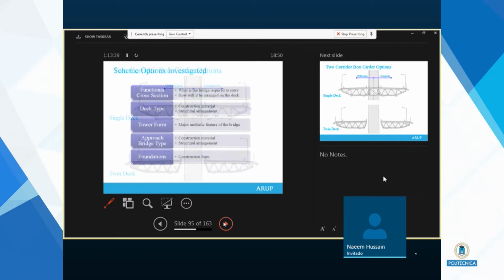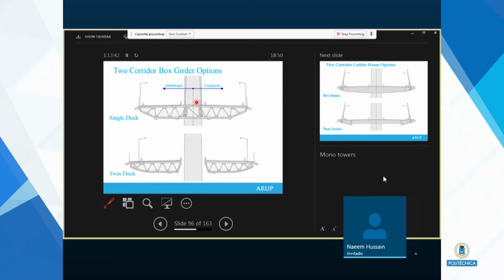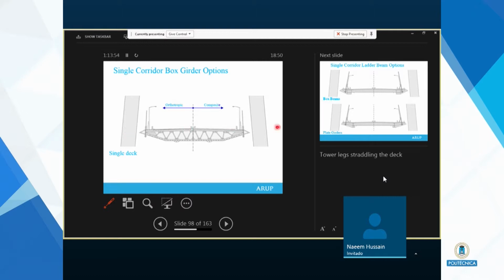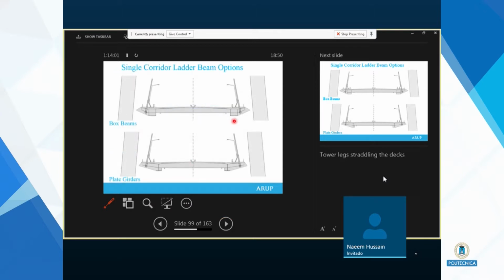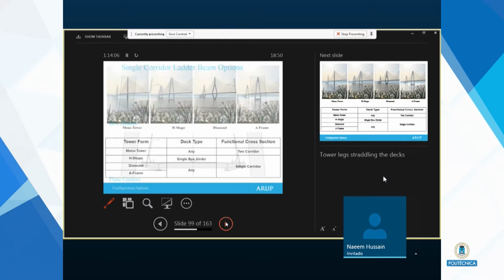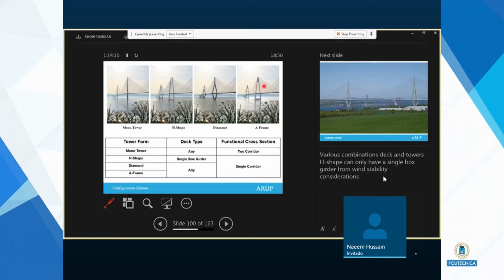the approach bridges. We looked at a number of options where you can have a central tower, have one deck or split decks. You can have sort of ladder decks. You can have tower legs going on either side of the deck and have one single box. We also looked at, again, ladder deck with boxes and with eye girders. And then saying, what are the different kinds of tower forms and what is the kind of deck that you can do with it and what kind of cross section. So you can see there's a range of ideas that you could do all with a cross cable solution.